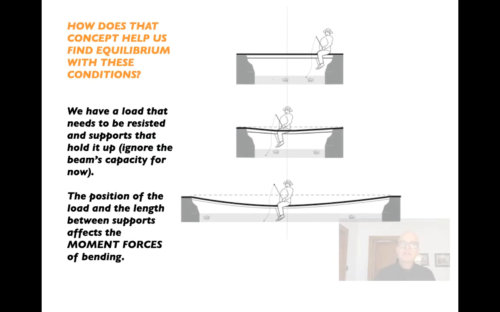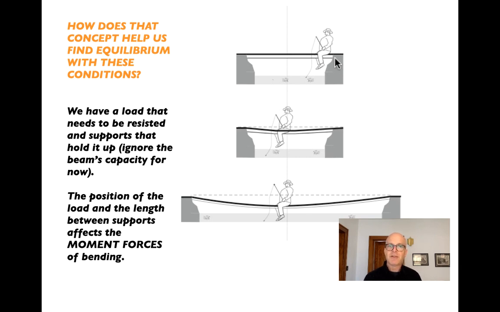So how does this help us? Well, we can flip that seesaw over, and we can think about having a load that needs to be supported, supports that hold it up. We'll dive into what the beam is actually doing in the next set of lectures. And we can use the same principles of the quantity of load and the distance of that load from a given point to figure out the moment forces that would have to be equal and opposite to keep the beam from rotating, and then use those to start to figure out how the beam is going to actually bend.